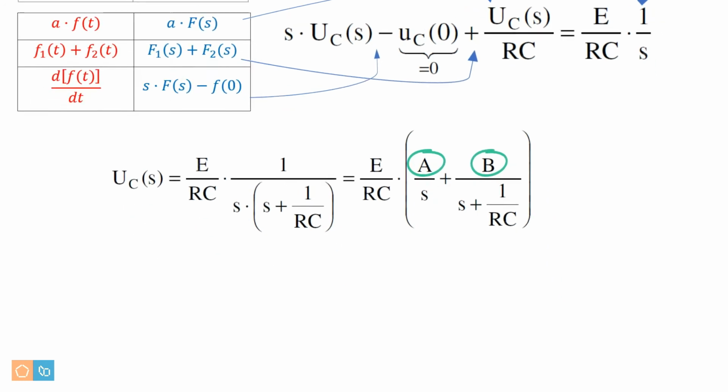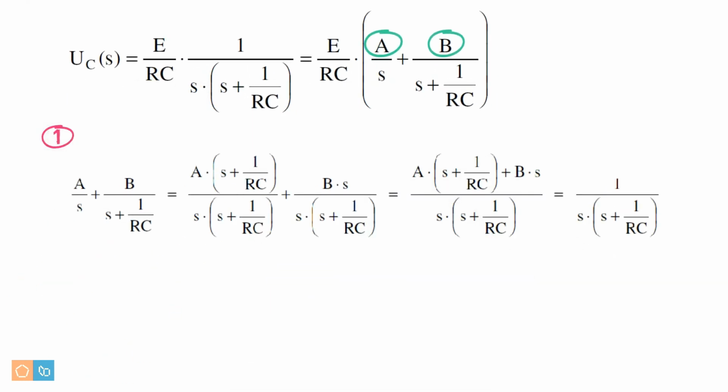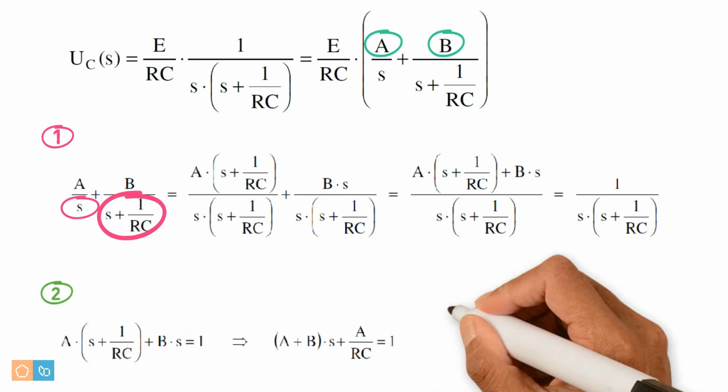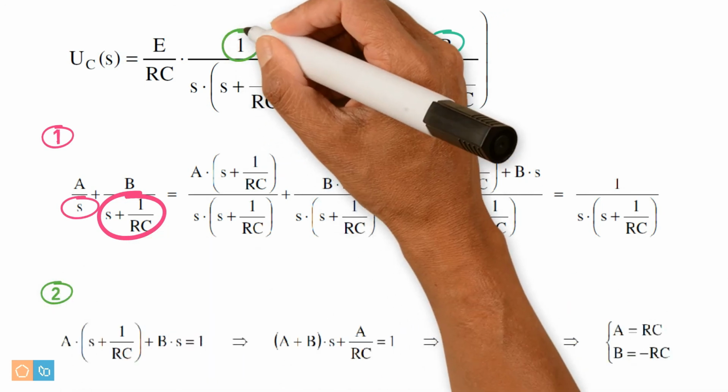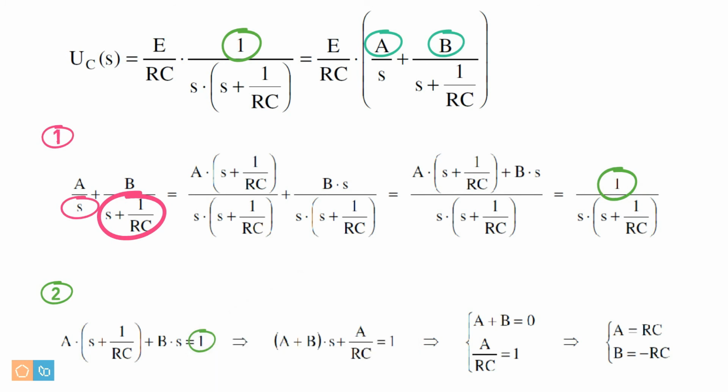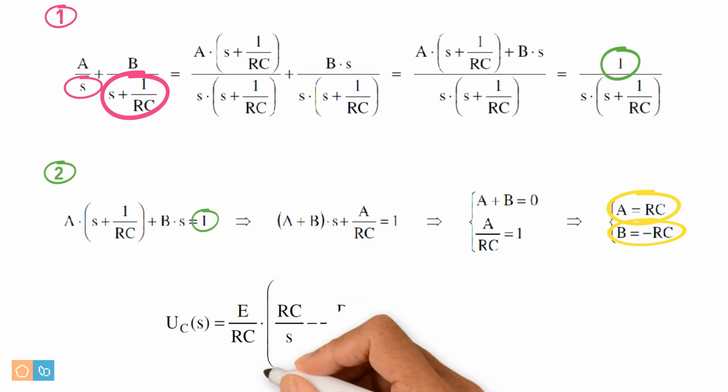Well, firstly, the two fractions are reduced to the same denominator. Multiplying the numerator and denominator of each fraction by the denominator of the other fraction, as we can see happening in here. Then, knowing that the sum of the new fraction numerators equals 1, A and B can be determined. Therefore, the following expression is obtained.